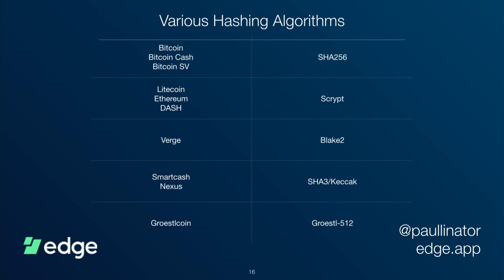And here are some other ones, you know, Blake2, SHA-3, which was kind of the successor to SHA-2 or SHA-256, and Groestl. And you'll see this if you're looking at mining various different coins. They use different hashing algorithms, and so therefore it needs different software and sometimes different hardware.